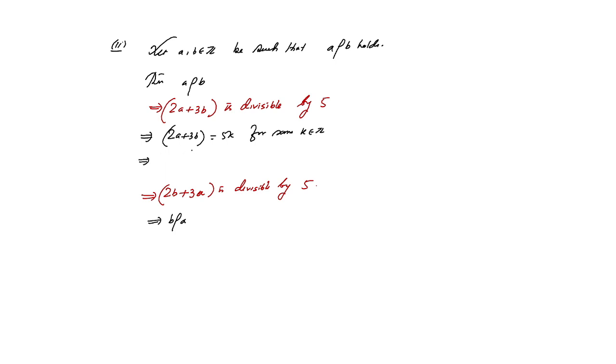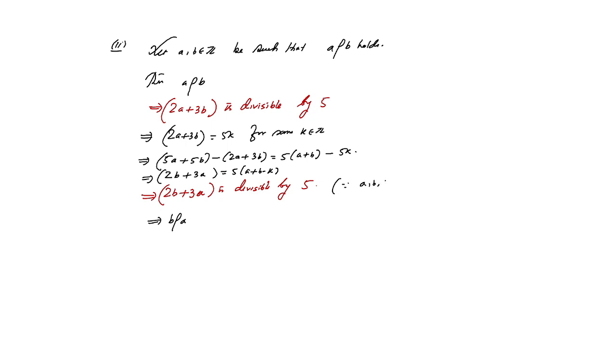So now what will we do? Here we know that 5A plus 5B is divisible by 5. So 5A plus 5B minus (2A plus 3B) will be 5(A plus B) minus 5K. So what will happen here? This is basically 2B plus 3A, and that will be 5 into (A plus B minus K).